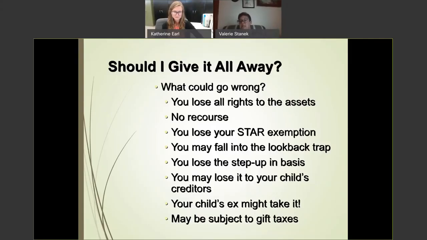Also, gifting assets away may subject the gift to gift taxes. This is like the estate tax, not something that needs to be worried about by a lot of us, but the few people who have multi-million-dollar estates do need to be concerned about gift taxes.